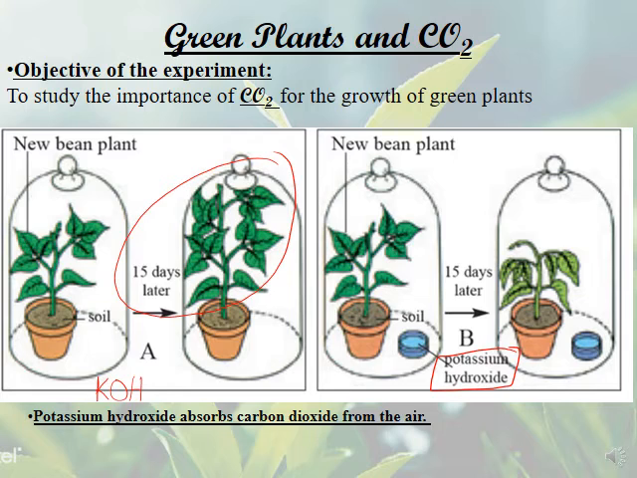So potassium hydroxide absorbs the carbon dioxide from the air. So here, in the presence of potassium hydroxide, it absorbs all the CO2. So there is no CO2, no carbon dioxide. So the plant here becomes yellow in color, not well developed, and eventually it will die. So the variable factor here is the CO2. Here we have CO2 in plant A, while in plant B we don't have CO2.